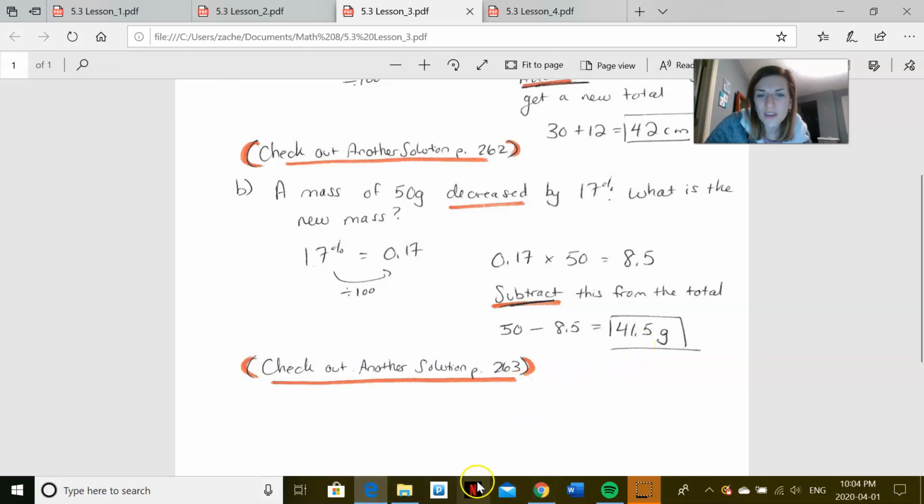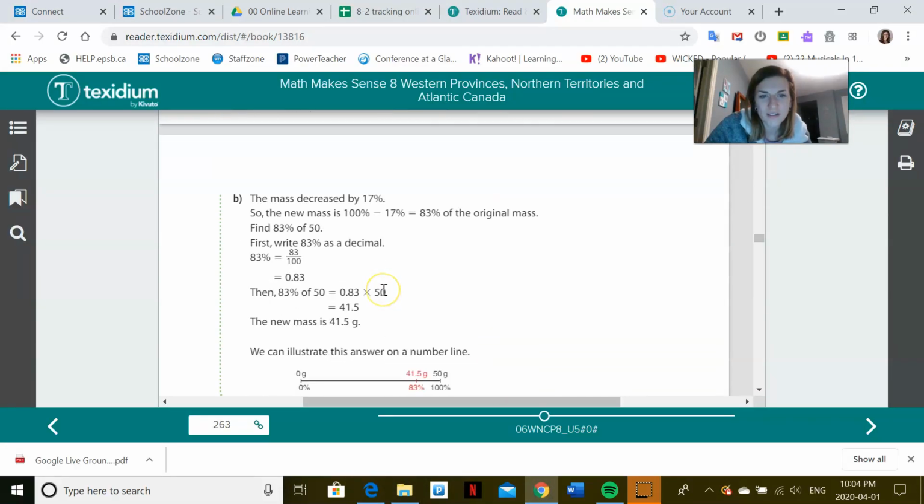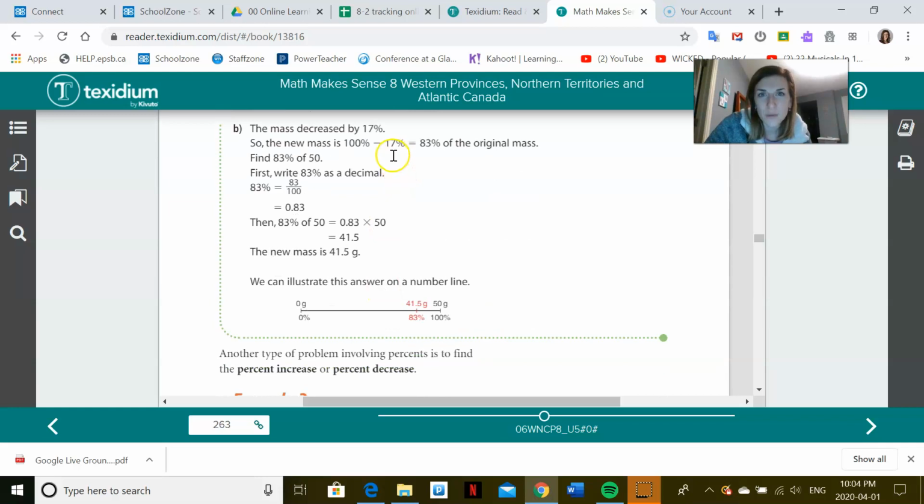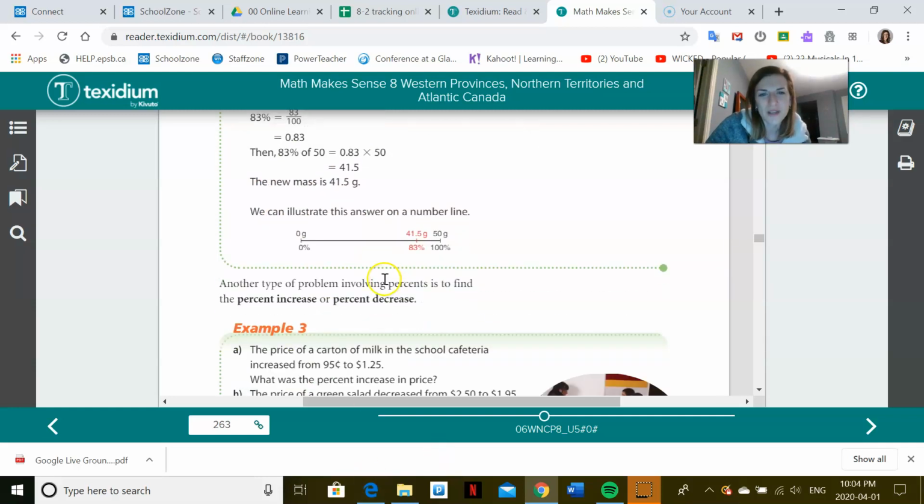Again, another way that you can do this that they show in your textbook is, again, with the percentages. So if it decreased by 17%, you could actually think of it as 100% minus 17%, which is equal to 83% of what the original was. And then you can take that and turn it into a decimal, multiply it by 50, and get 41.5. So a couple ways to do it.